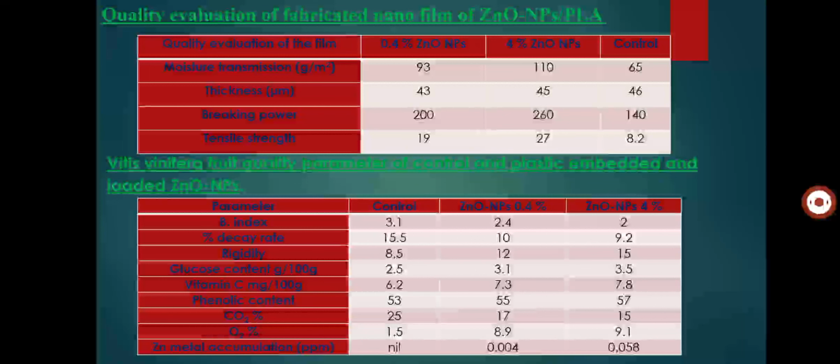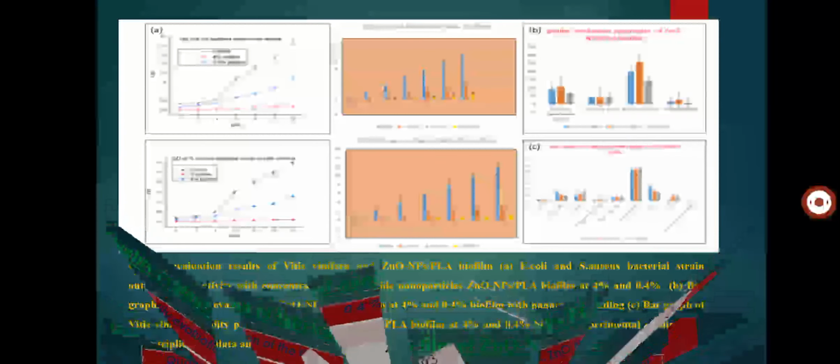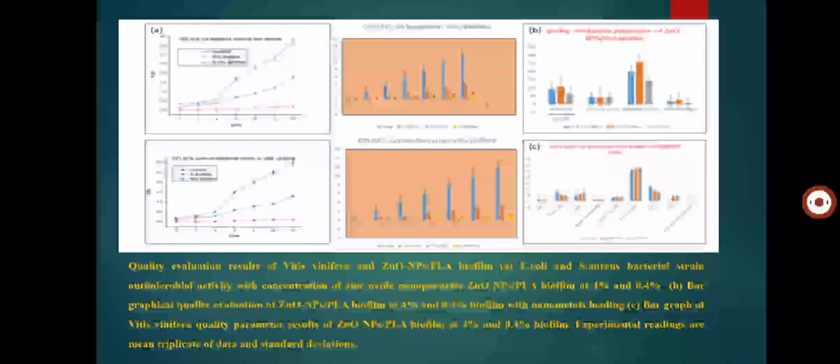So, what is the quality evaluation fabrication result here for 0.4% and 4% zinc nanoparticles and the control, which you can see is better for the 4% zinc oxide nanoparticles. Here are some results, the quality evaluation of the biofilm: E. coli and S. aureus bacterial strains, antimicrobial activity with the concentration of zinc oxide nanoparticles in PLA biofilm at 4% and 0.4%. Graphical quality variation of the zinc oxide nanoparticle PLA biofilm at 4% and 0.4% with nanometer loading.